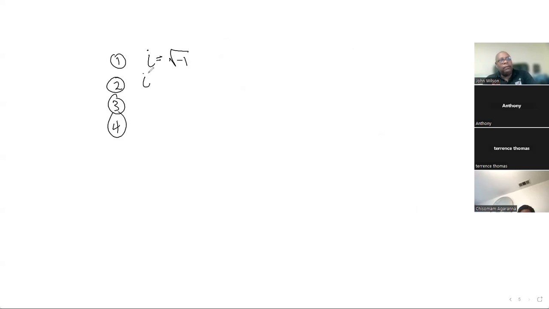i squared is equal to negative 1. Why? Because if you put negative 1, the square root of negative 1, times the square root of negative 1, clearly you get negative 1. So i squared is negative 1.